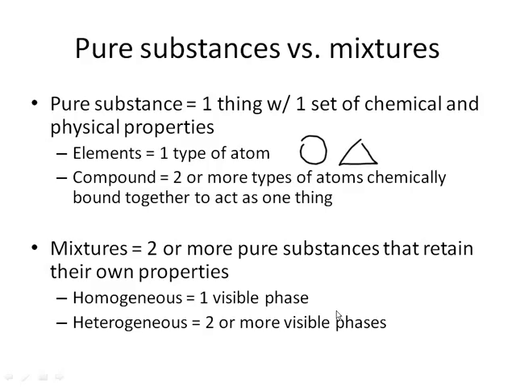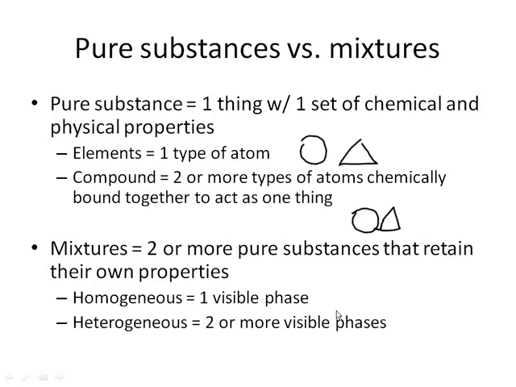A compound, on the other hand, is two or more atoms chemically bound together to act as though they are one thing. So you can think about it as my circle element and my triangle element are actually attached. They're not separate from each other anymore. And so wherever circle goes, triangle goes. They're chemically bound together.